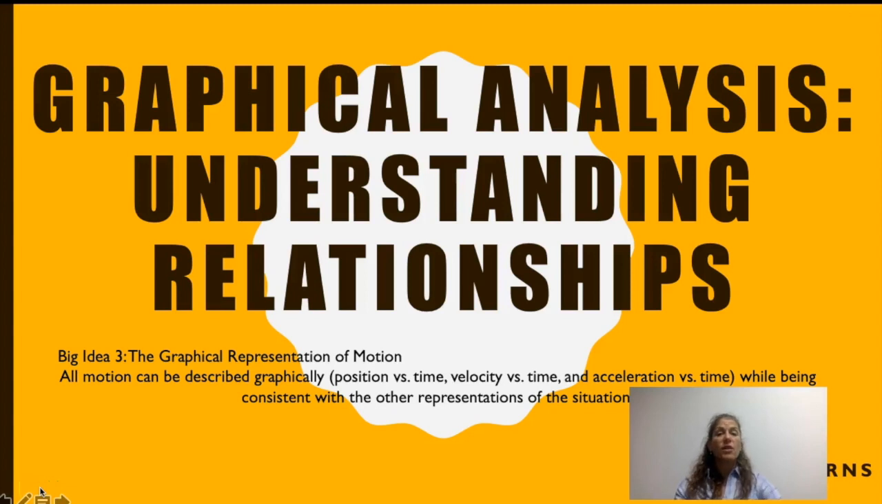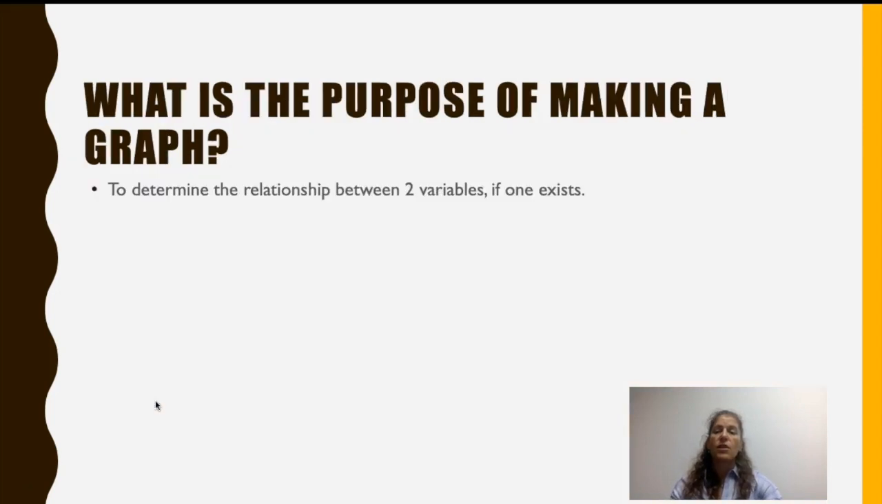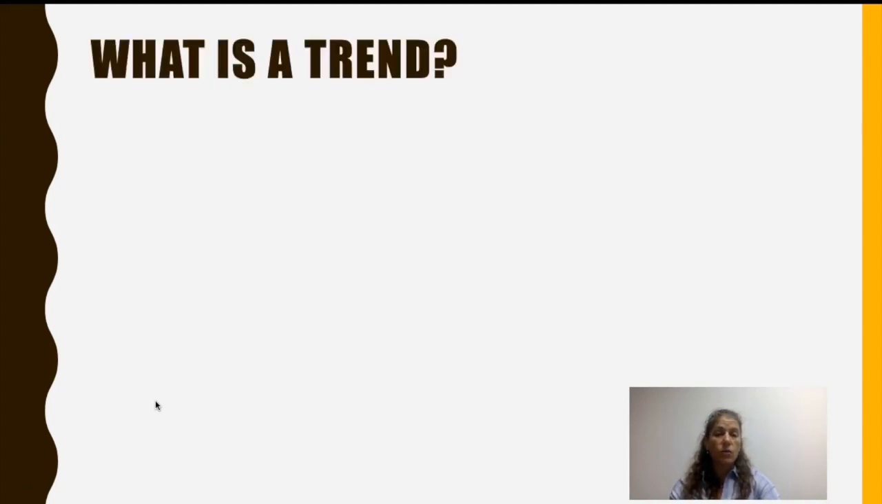We're going to try to understand general graph relationships in this video so that we can use them to analyze kinematics graphs and in later units, other types of graphs. So the purpose of a graph is to determine the relationship between any two variables if there is one. And that's all we're really looking for.